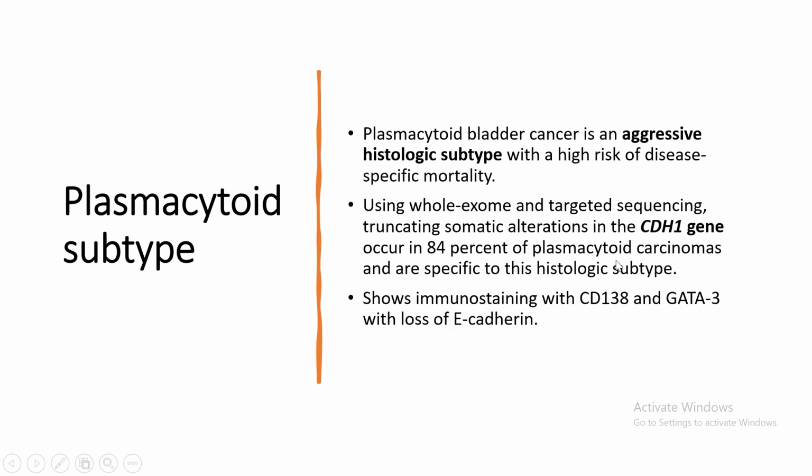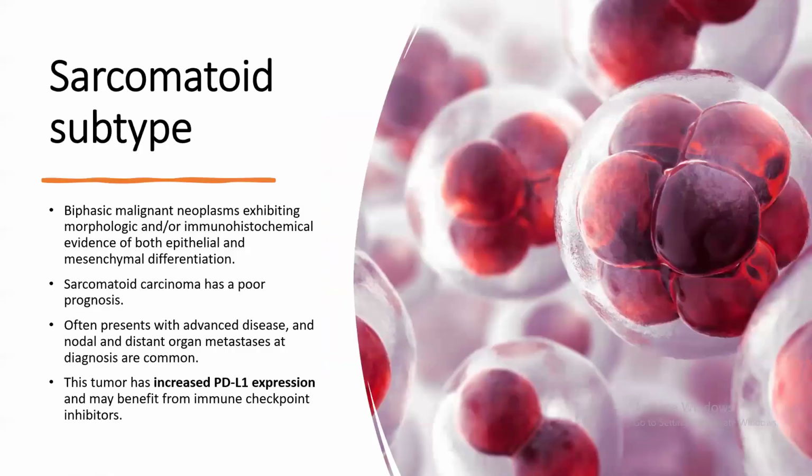Loss of E-cadherin we can see in the diffuse type of gastric carcinoma as well. Then the sarcomatoid subtype is again an aggressive subtype of bladder cancer, and there PD-L1 expression is increased. So PD-L1 therapy can be instituted if we identify this particular subtype.